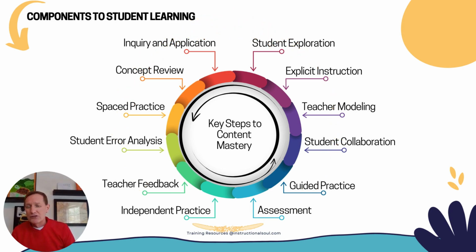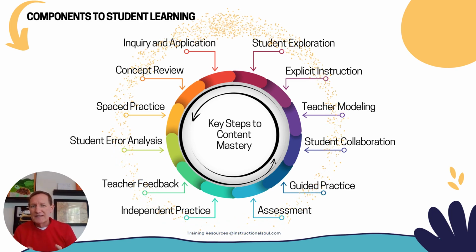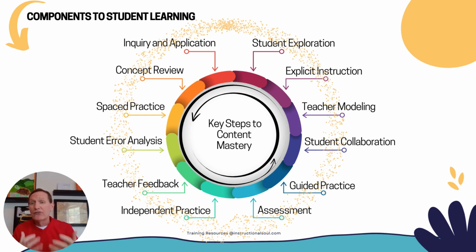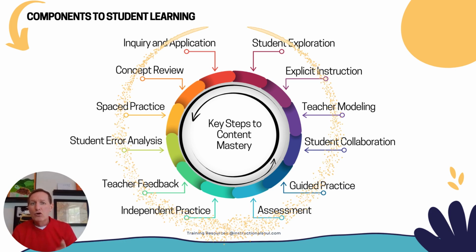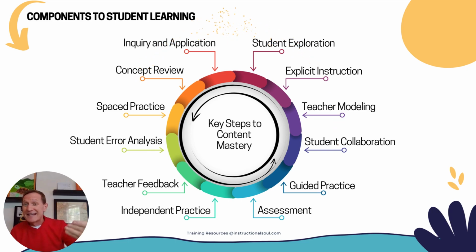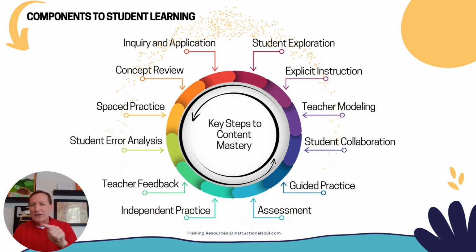Now let me orient you for just a minute to this visual. It has 12 distinct steps or actions that typically lead to student mastery of a skill or a concept. But not all teachers use these steps in the same order, nor do all teachers start at the same place. So they're not meant to represent a beginning and end, but really the cycle of mastery learning.